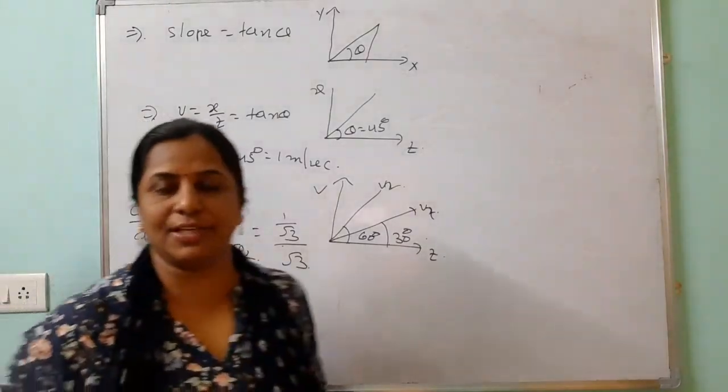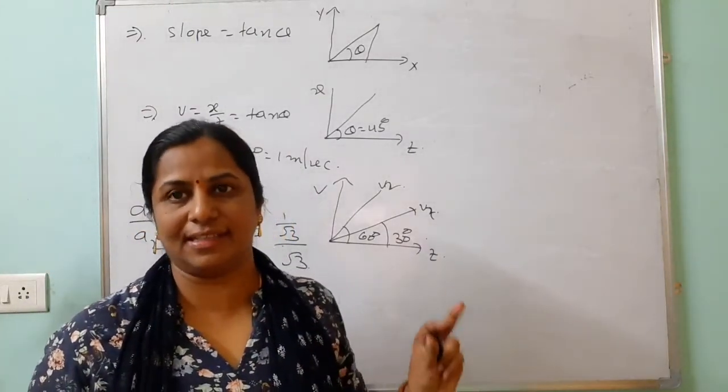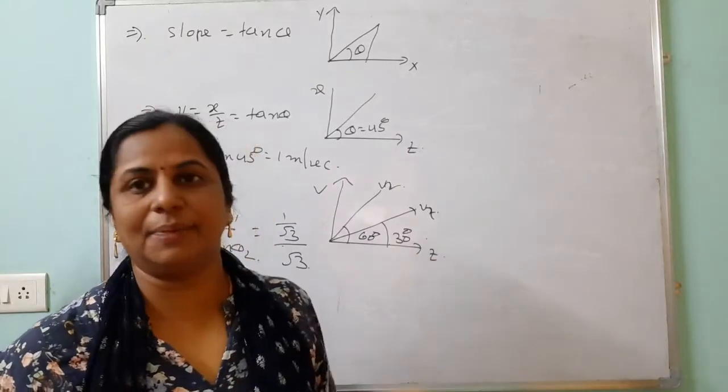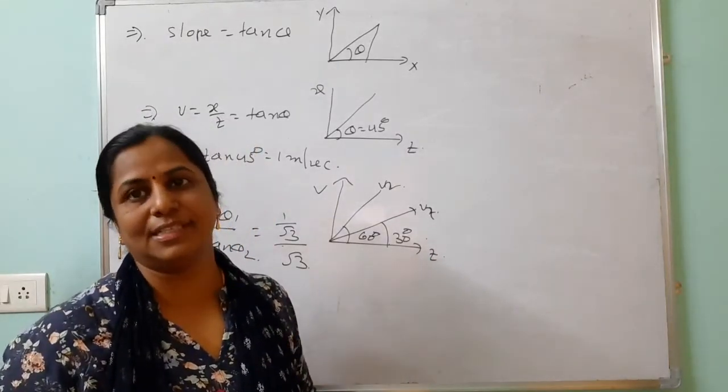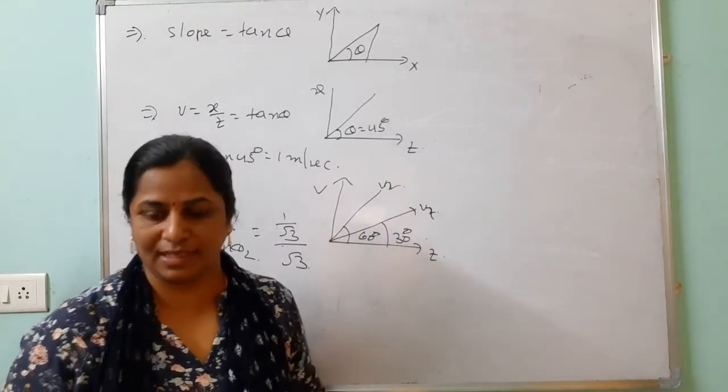So blindly we should remember that the ratio is nothing but the slope of this graph, and multiplication is nothing but the area under the graph it is representing. So this belongs to the equations of motion and all this.